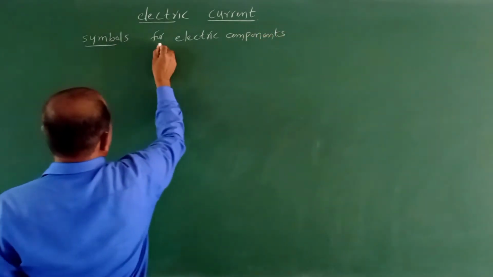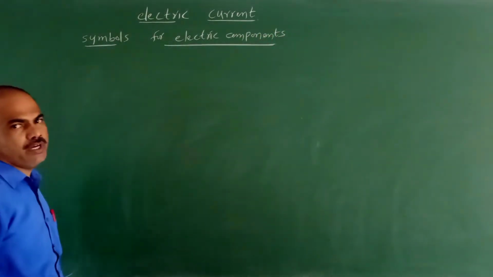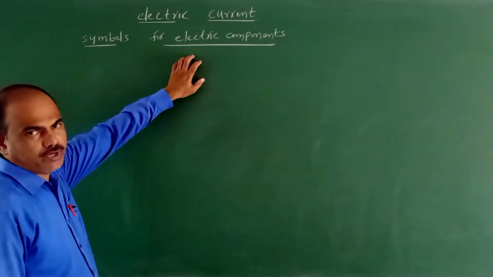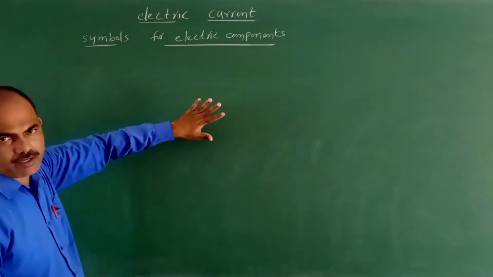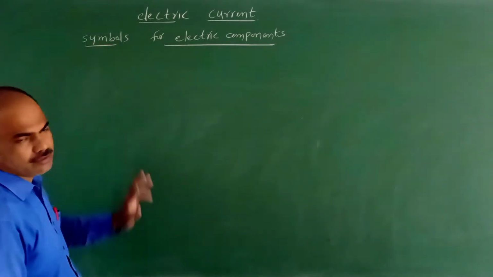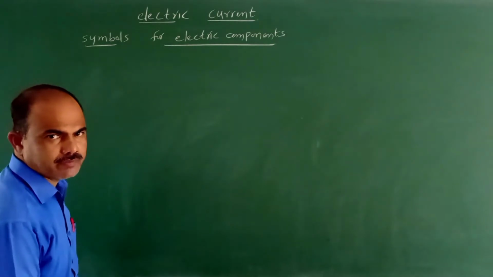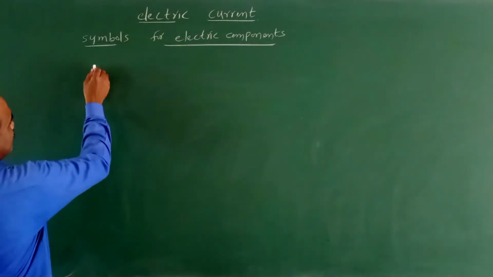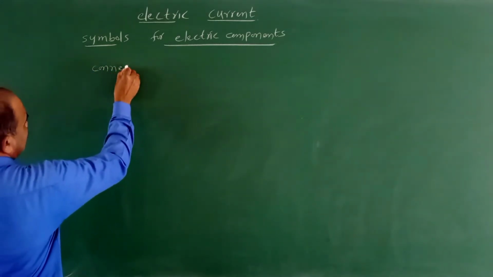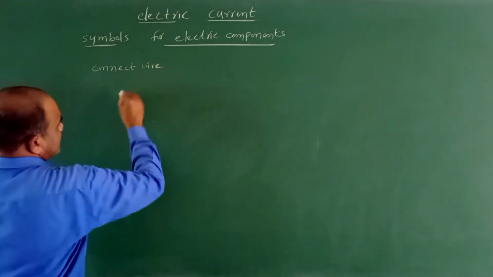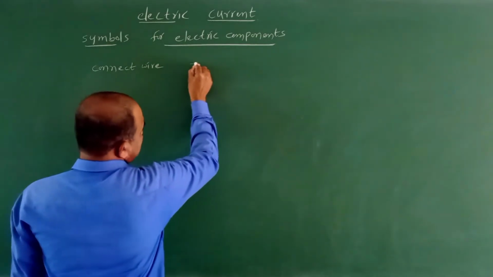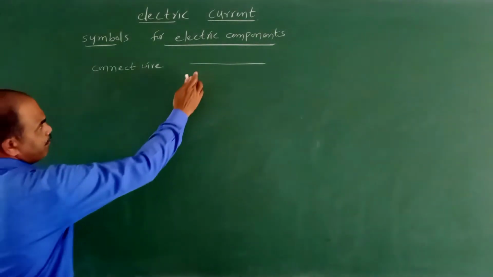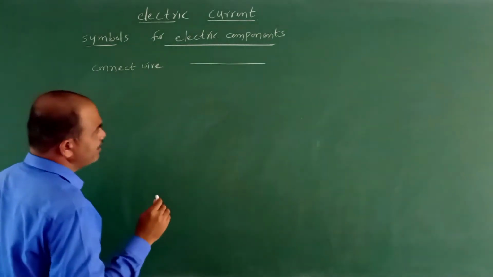Generally in electric current we use different electric components. When we are drawing a circuit, these components can be represented with symbols, and those are the symbols we are going to learn. For example, the connecting wire can be represented with a straight line, just a line that represents the electric wire.